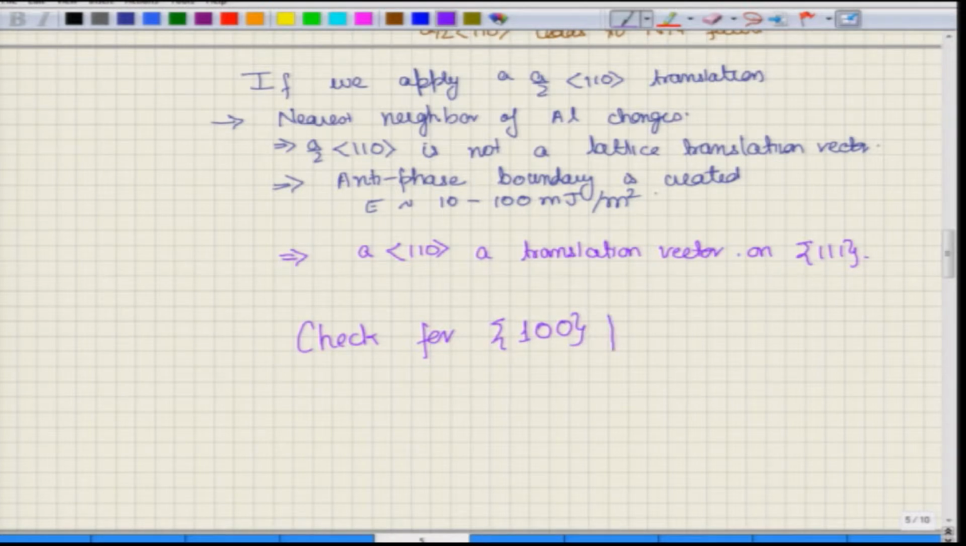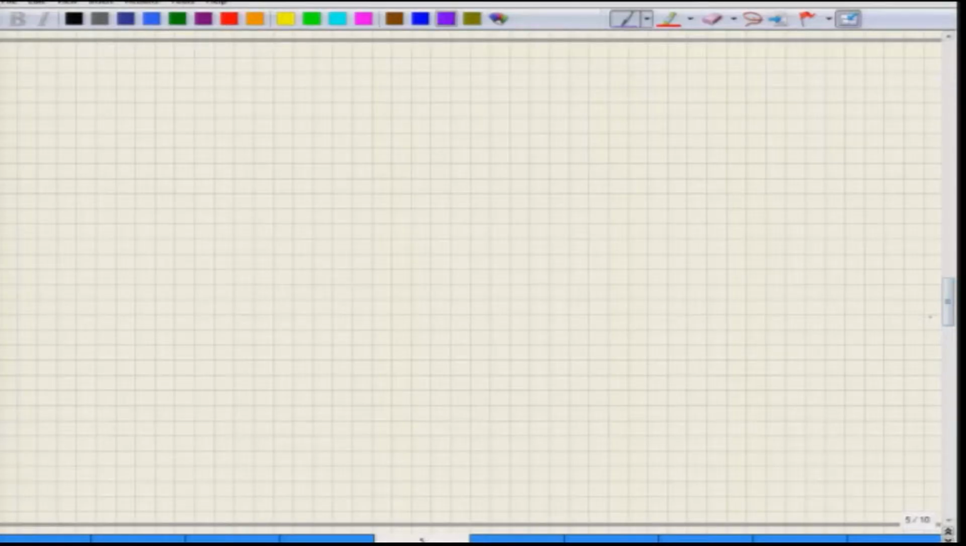Okay, so this will also confirm whether a<110> that we found to be a translation vector on 111 can be used as a full translation vector for the 100 plane. And if it satisfies both of these, then most likely that is the translation vector, and hence the Burgers vector of a full dislocation for this kind of system. So let us draw the 100 system. So here let me draw 100.